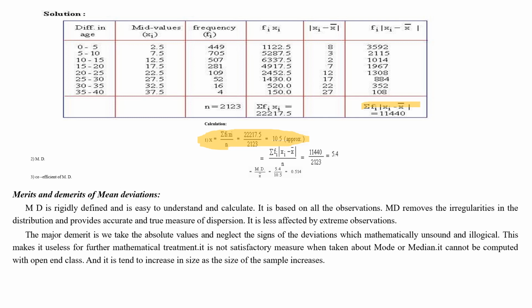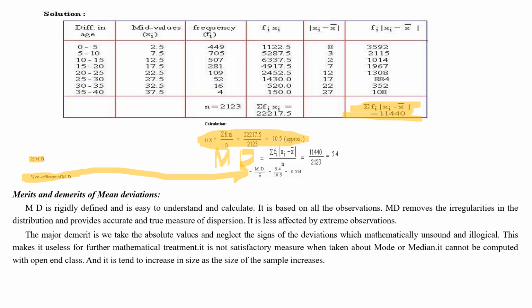Again we get the summation of fi xi minus x bar, this much comes. So that is divided by n. We will get the mean deviation. Mean deviation divided by x bar gives 0.514, that is the coefficient of mean deviation. Mean deviation MD is equal to summation of fi into xi minus x bar divided by n, and coefficient of mean deviation is equal to mean deviation divided by x bar.